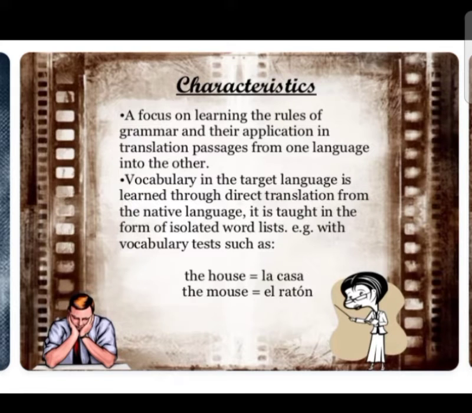Characteristics: a focus on learning the rules of grammar and their application in translation of passages from one language into the other. Vocabulary in the target language is learned through direct translation from the native language. It is taught in the form of isolated word lists with vocabulary tests, such as the house, la casa, the mouse, illustration.